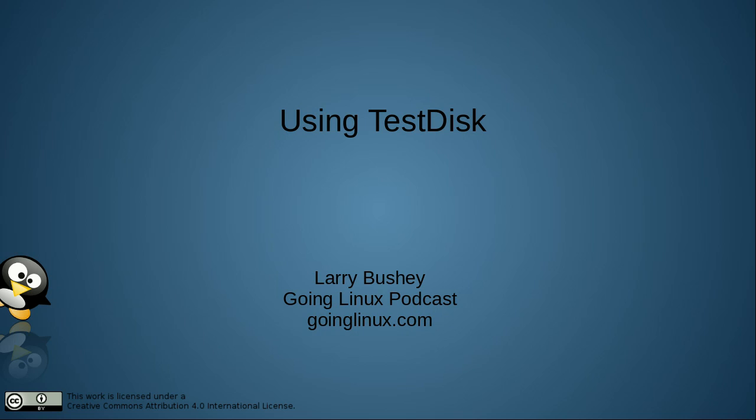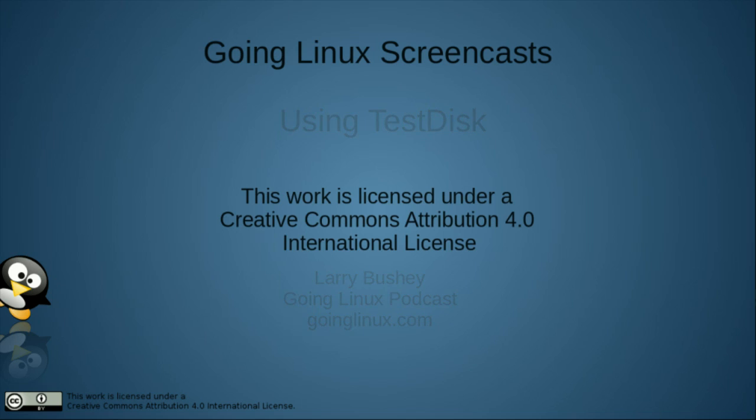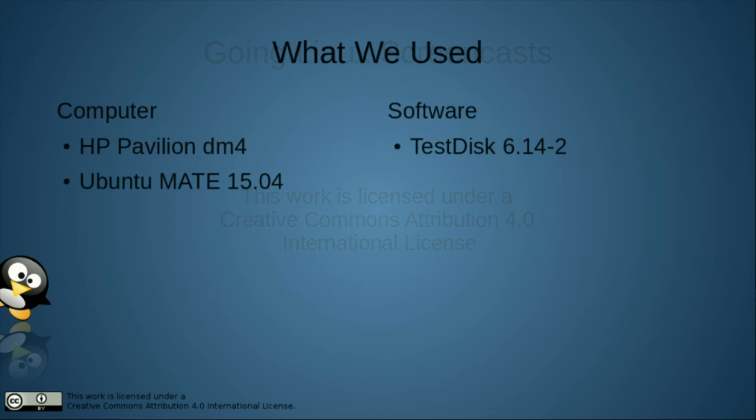In this screencast, we will be covering how to install and use TestDisk to recover disk partitions. This Going Linux screencast is one in a series of screencasts produced by the Going Linux team as part of the Going Linux podcast. In this screencast, we used an HP Pavilion DM4 computer running Ubuntu Mate 15.04 Linux and used TestDisk version 6.14-2.